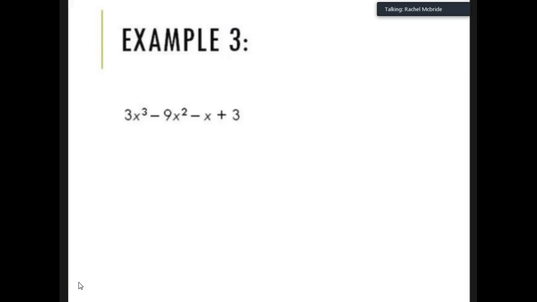Anybody want to tell me what I'm going to group together to start? Go ahead, Nick. Good. And then how about the next terms? When I group those together, what do I have to make sure I do? When you group together the second part, you got to make sure your negative is inside the parentheses. Make sure your negative is inside.